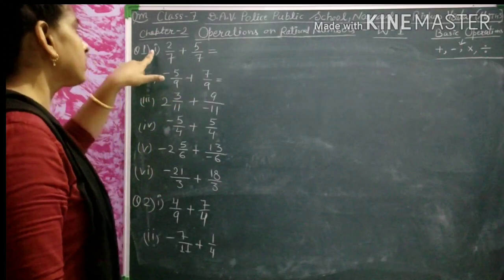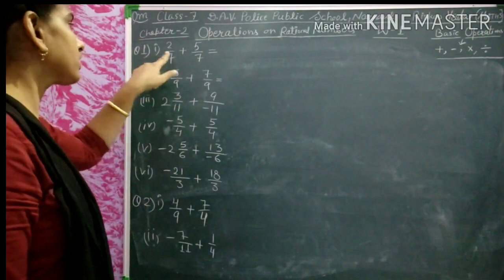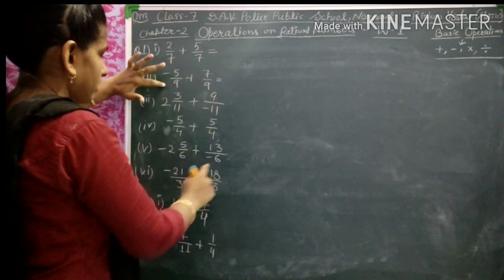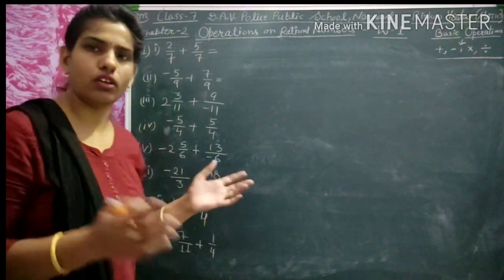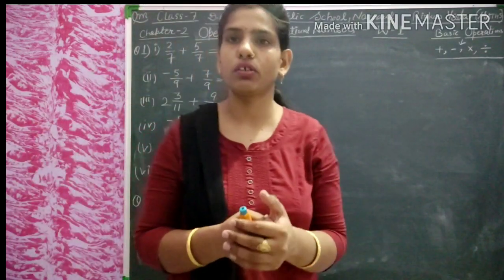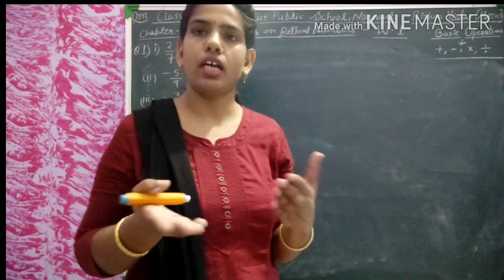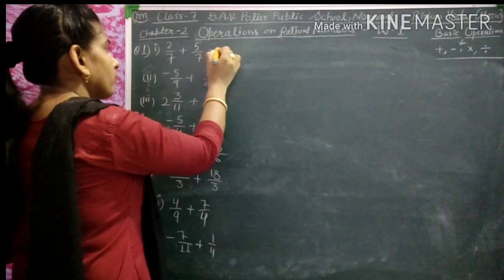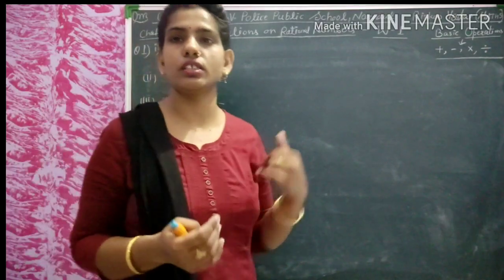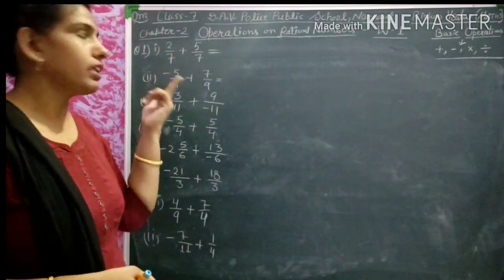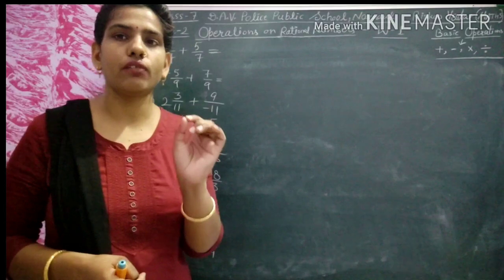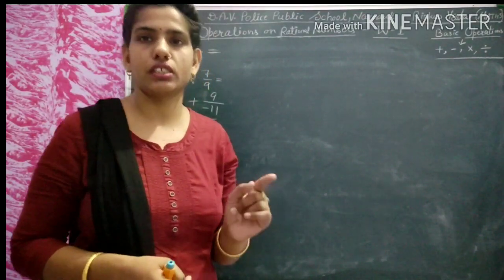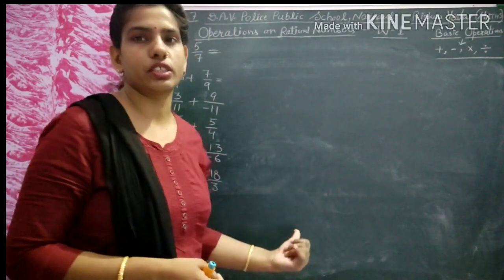Let's see question number 1. In question number 1, the denominators are the same. Then solve easily. No problem, because the denominator is the same and the numerators are added. If you have any weakness in integers, then study the chapter on integer properties first, and then do these questions easily.